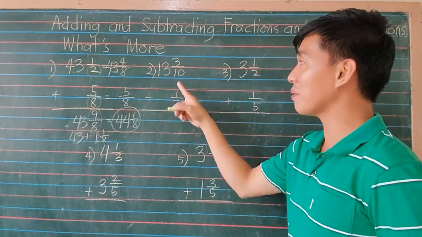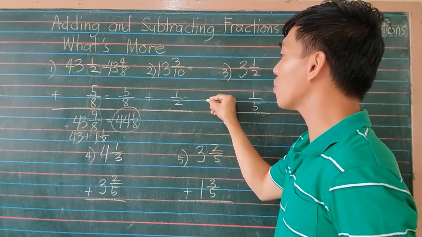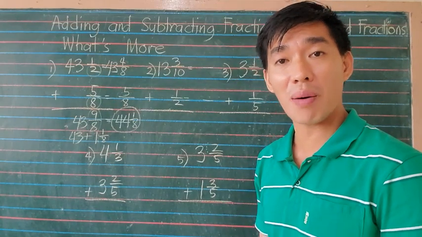Let's proceed to item number 2. We don't have the same denominator once again because the rule would suggest that you will only have to copy the common denominator.